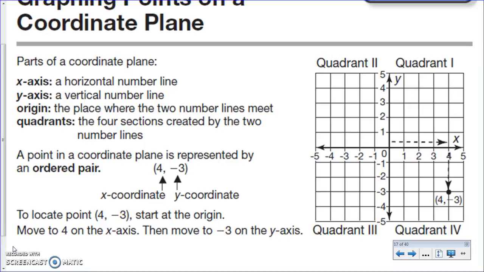As you can see, the quadrants are labeled using Roman numerals. Quadrant 1 is the positive, so the x-coordinates and the y-coordinates are positive. And then it counts counterclockwise. So quadrant 2 is the top left, quadrant 3 is the bottom left, and quadrant 4 is the bottom right.